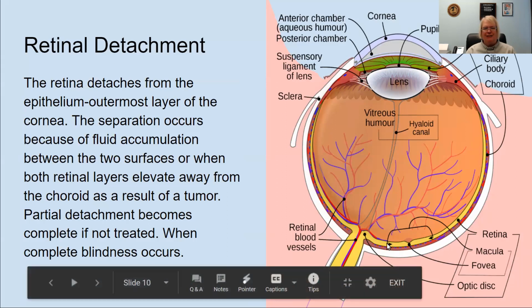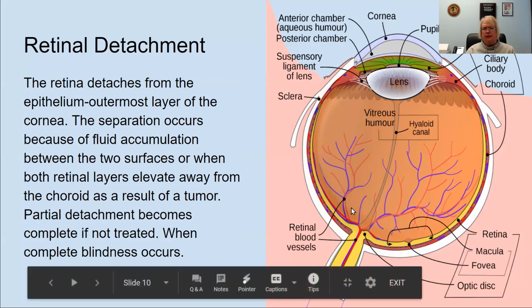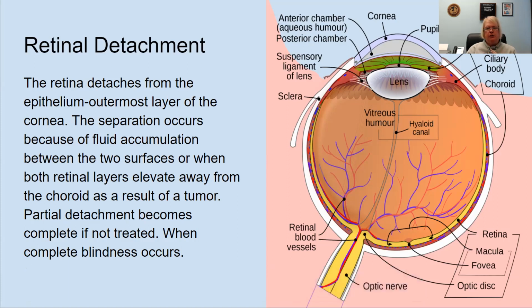When it detaches from the epithelium, the outermost layer of the cornea, which would be this here, when it detaches, and then there's fluid accumulation built up between the two surfaces. Both the retinal layers elevate away from the cornea as a result, and partial detachment becomes complete if it's not treated. And that's when real blindness occurs.